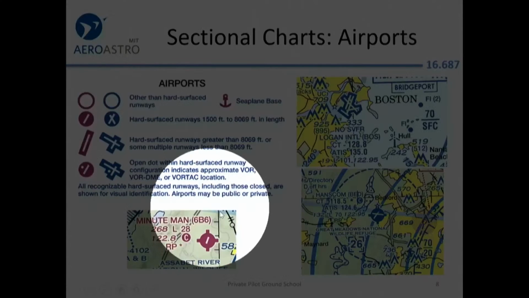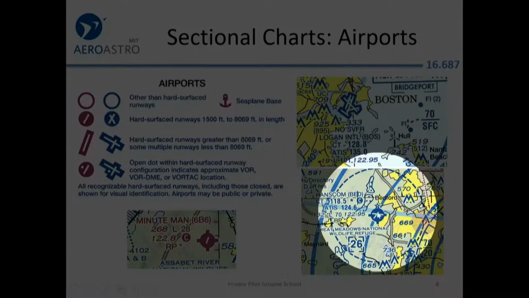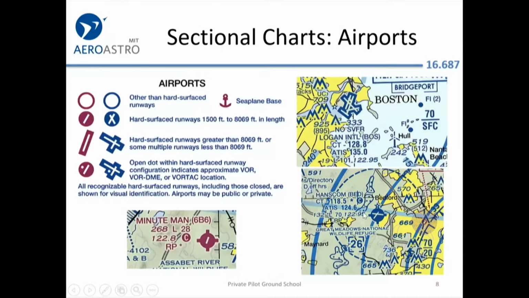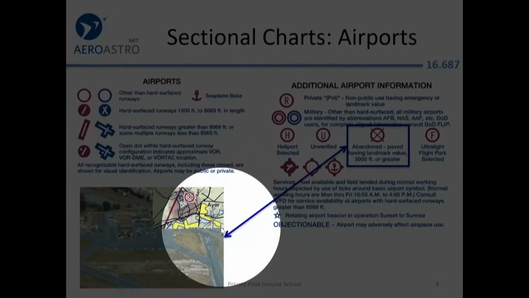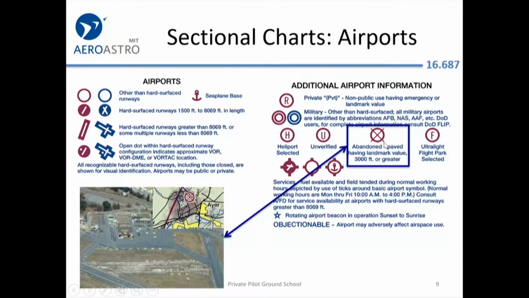So this down here in the bottom right corner is Hanscom or Bedford, and so you can see the two crossing runways depicted here. Continuing along, there are also abandoned airports. The actual airport has an X on it, and then you'll also see this X through the circle to represent that it's an abandoned place.